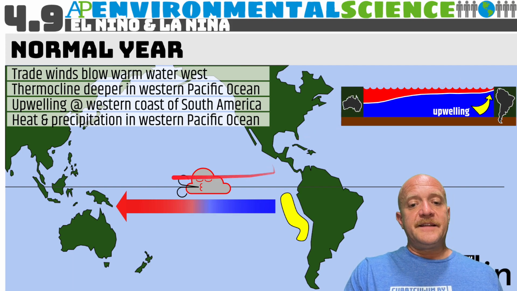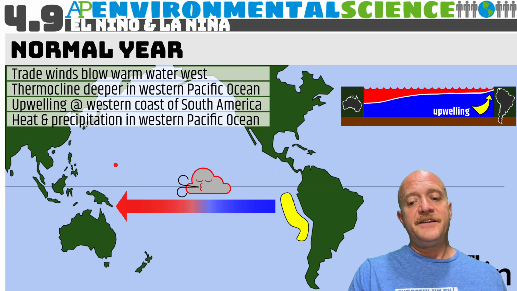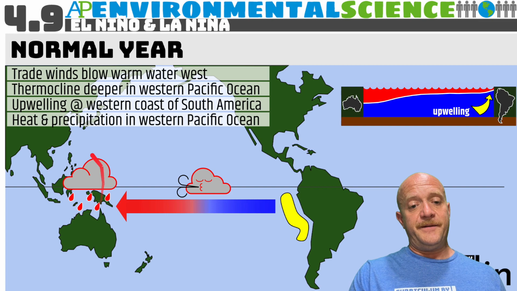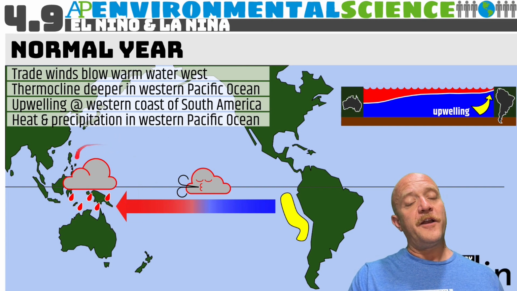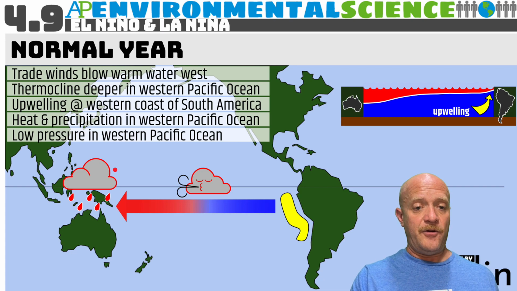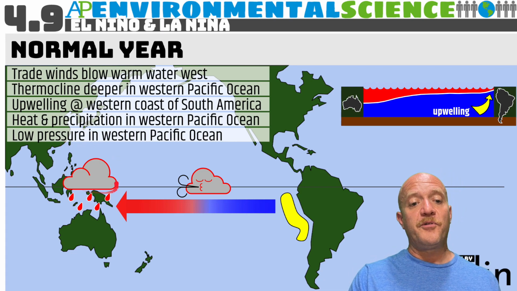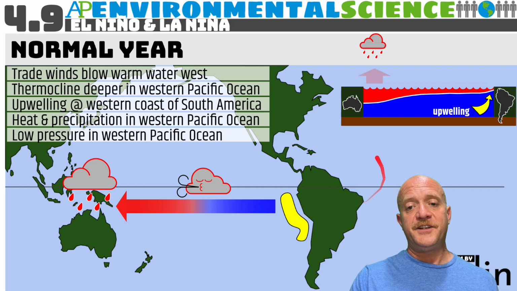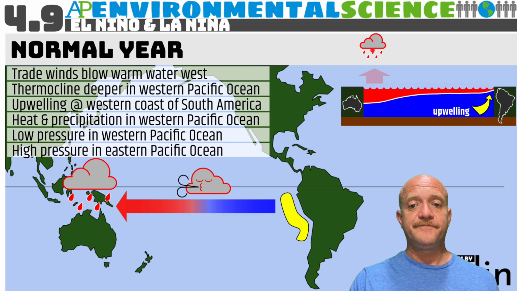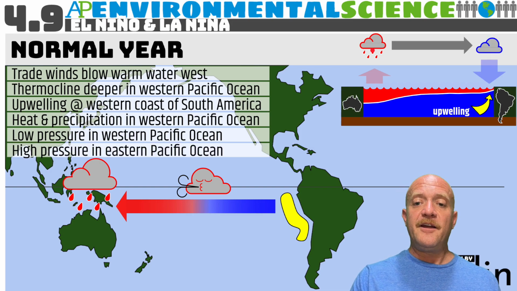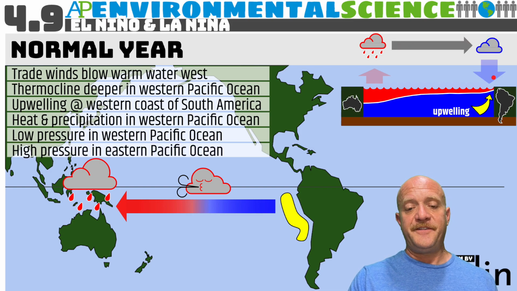So this means that there will be a lot of heat and precipitation in the western Pacific Ocean. Because it's getting a lot of warm water, you're going to evaporate that warm water, and it will fall back down as rain. And you will have low pressure in the western Pacific Ocean, which means that air will be rising. You will have higher pressure in the eastern Pacific Ocean.